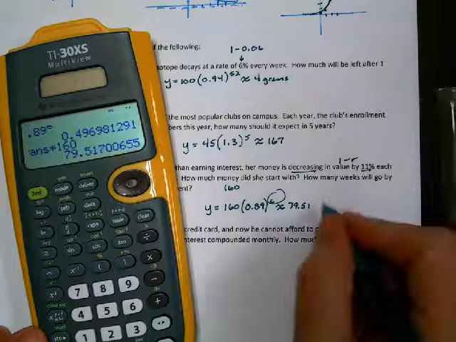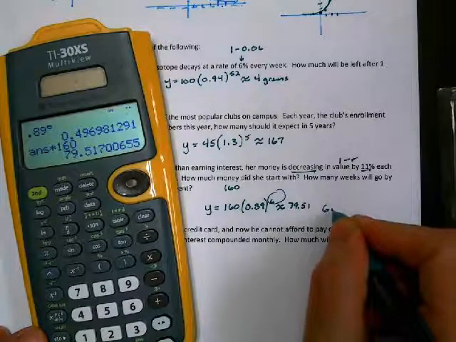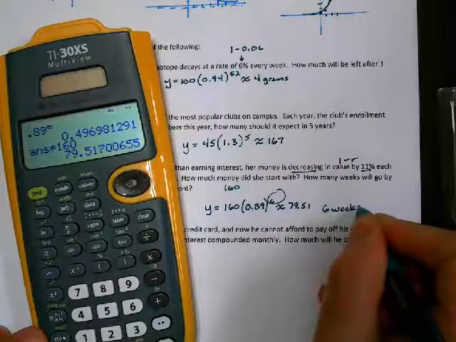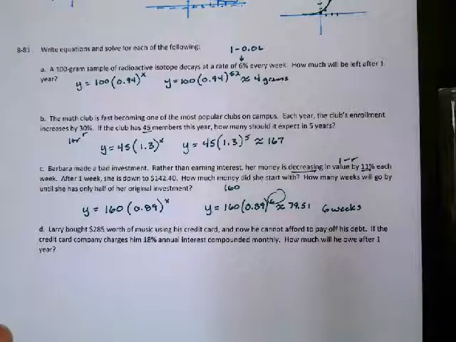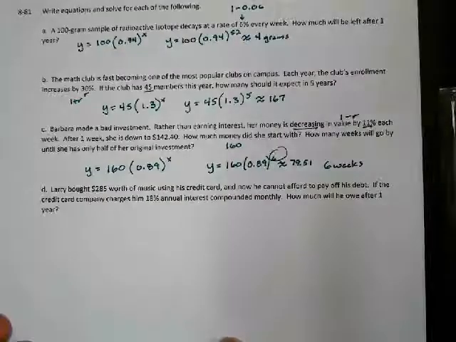All right, last one. Thanks for sticking with me so far. Larry bought $285 worth of music using his credit card. That's a bad choice, Larry. And now he cannot afford to pay off his debt. That's what makes it a bad choice, Larry. If the credit card company charges him 18% annual interest compounded monthly, how much will he owe after 1 year?